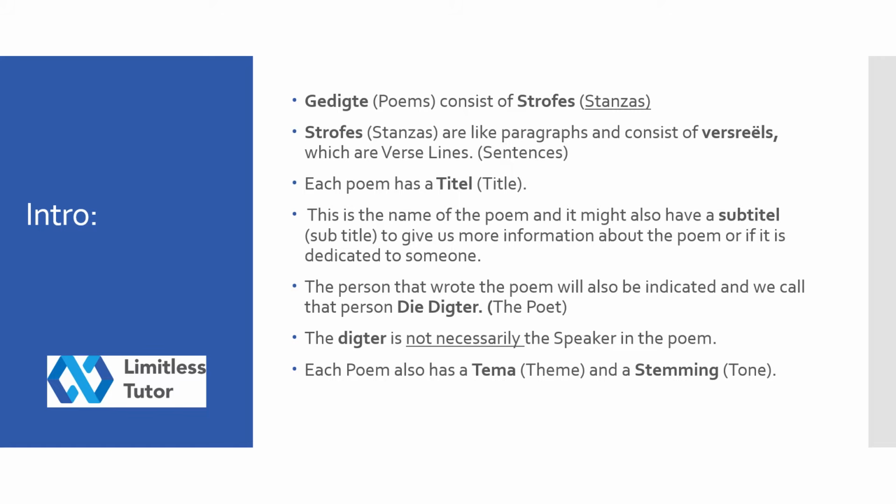Okay, so gedigte, that is the Afrikaans word for poems, and they consist of strofes, which is stanzas, so like paragraphs but in a poem. Okay, strofes or stanzas, they are like paragraphs and they consist of versreëls. Versreëls is verse lines. So those are basically just the sentences in each poem, okay?